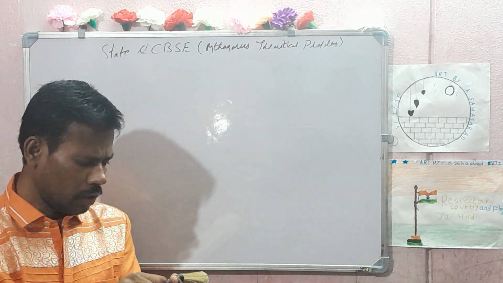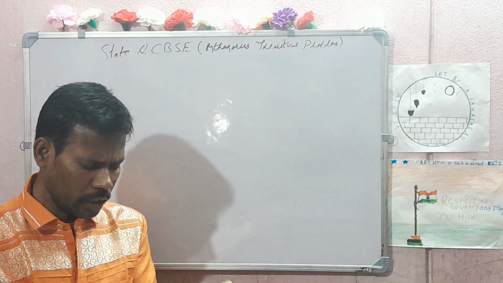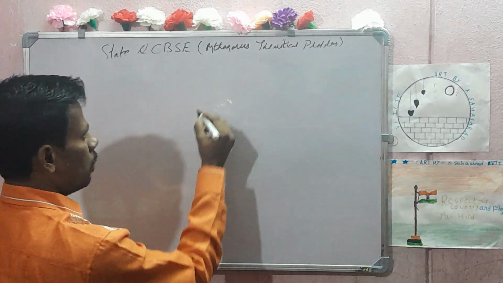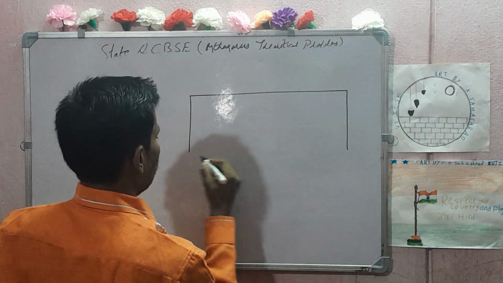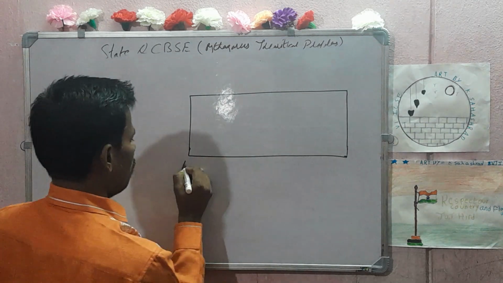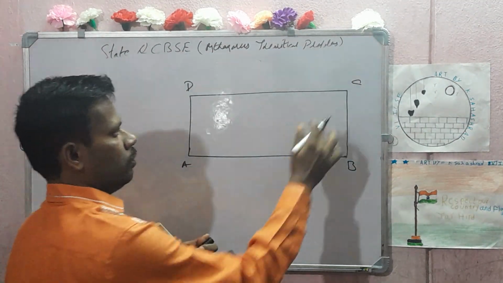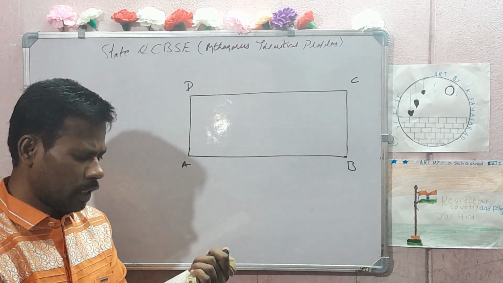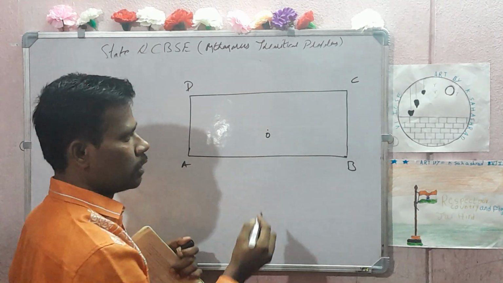Very important question. A point O in the interior of rectangle ABCD is joined to the vertices A, B, C, D. Prove that... A point O in the interior of rectangle ABCD. Interior means somewhere like this. I am taking it here and joining this.